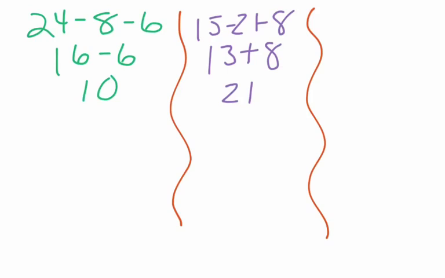Now, I have had some students say, well, it's a negative 2. So you do negative 2 plus 8, which is 6, and then 15 plus 6 is 21. That's actually fine. If what I just said was super confusing, pretend I didn't say it. Just carry on.